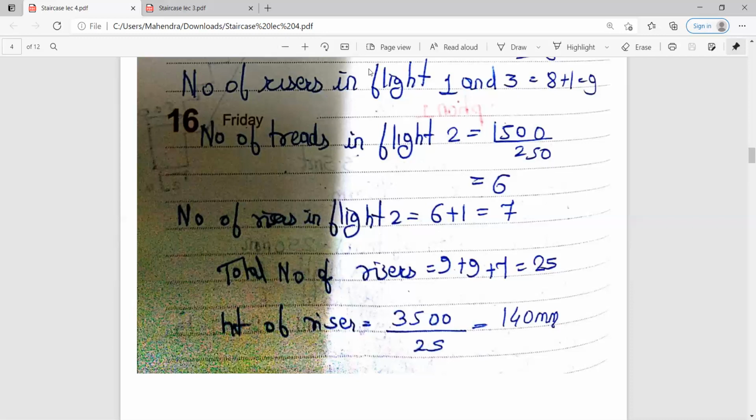Now you need to calculate the total number of risers. First, you had calculated the number of risers in flight 1 and flight 3. So number of risers in flight 1 and 3 will be 9. So 9 is for flight 1, this 9 is for flight 3, and this 7 is for flight 2. So total number of risers we get is 25.